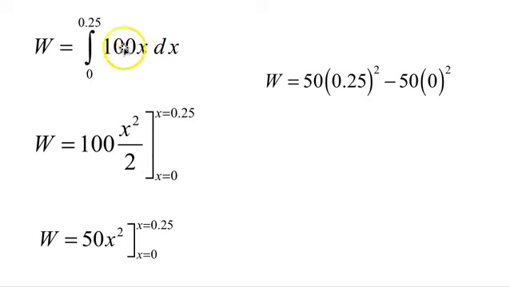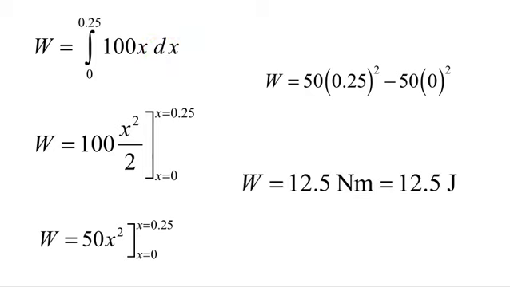X is in meters. So newtons per meter times meter just gives me newtons. Change in X, change in distance, is also meters. Newtons per meter times meter gives me Newton meters, which is joules. So my answer is 12.5 when I do the arithmetic. And the units, again, newtons times meters, which is the same as joules.